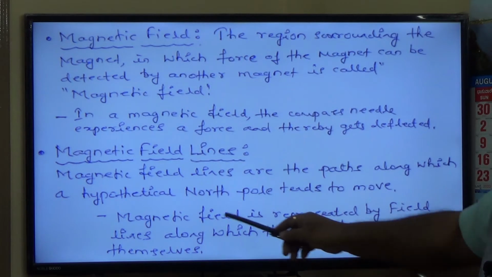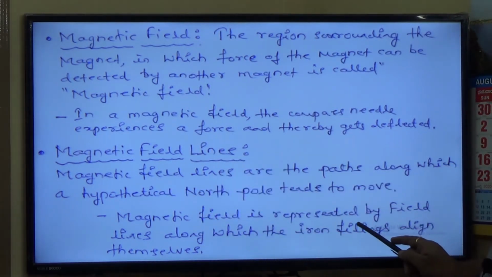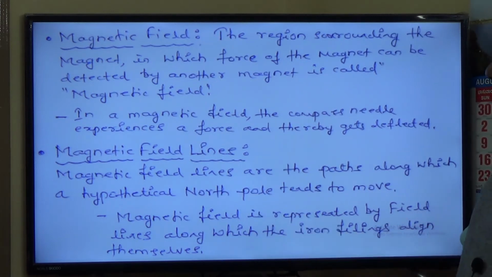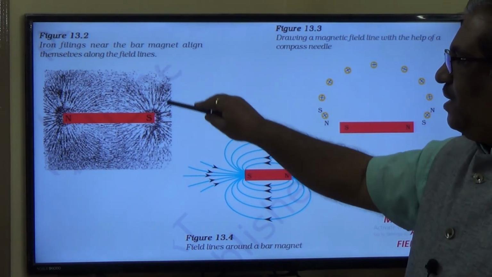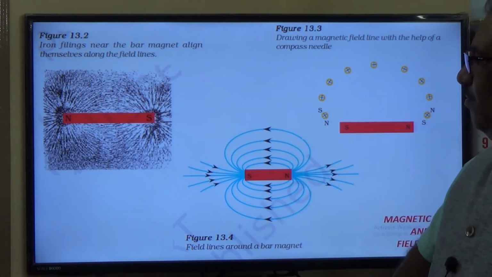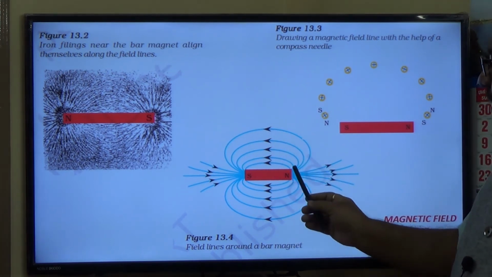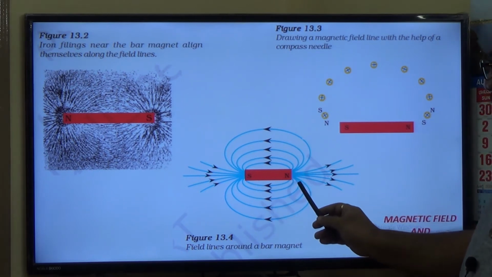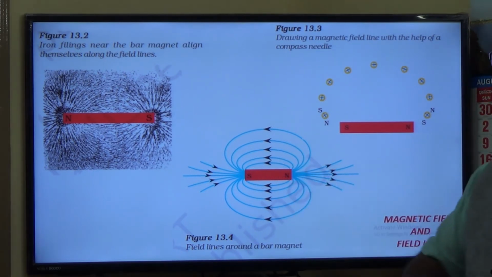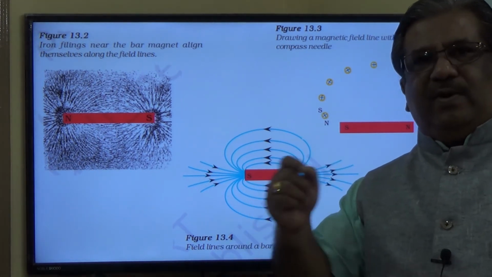After watching the video, I'll read this statement once again. The magnetic field is represented by field lines along which the iron filings align themselves. I hope you have understood 2 points over here. The region surrounding the magnet is called the magnetic field, and it is represented by magnetic field lines. The direction is from north to south externally and internally from south to north. And how to plot this, we'll watch in the videos now. I'll take just a pause here and then we'll look at the videos.